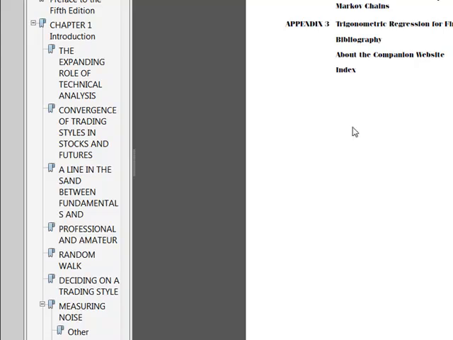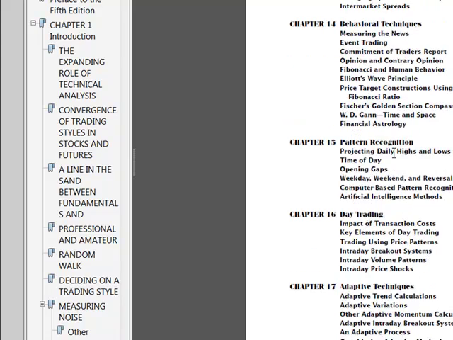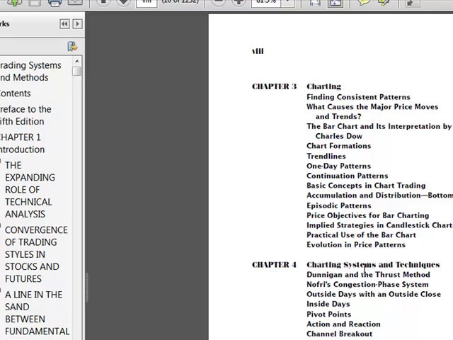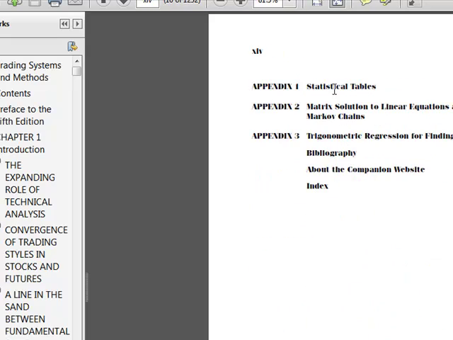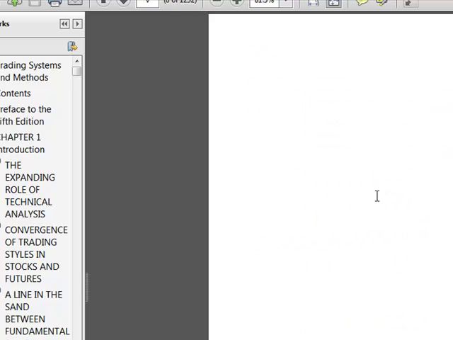Now, it doesn't stop there. As I said, there's some really powerful walkthrough of the calculations, but some of the appendixes even go further. For instance, statistical tables, which is important, obviously. You have explanations on linear equations and Markov chains. Using trigonometric regression is mentioned as well. And again, all these different walkthroughs from a mathematical point of view.